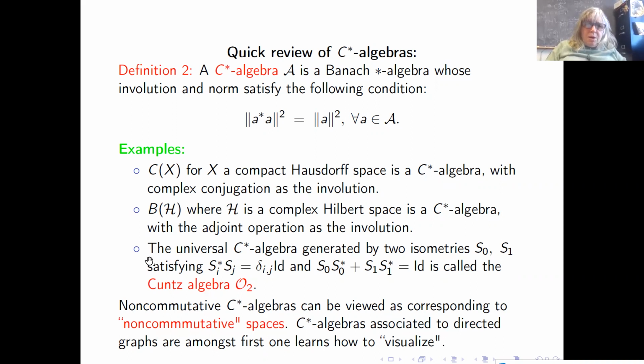And then here's one that comes up when you're studying graph algebras. If you take the universal C-star algebra that has two isometries S0 and S1 that satisfy S_i star S_j equals delta_ij times the identity, and S0 S0 star plus S1 S1 star is the identity, it is called the Cuntz algebra. O2 was first studied by Joachim Cuntz in the late 1970s.